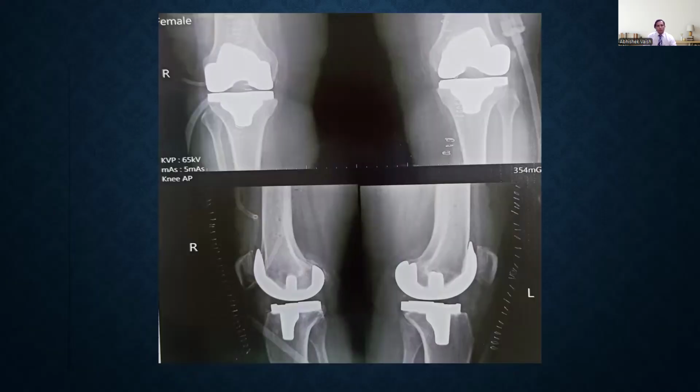So we did a total knee replacement on both sides, and this was done using robotics. The patient started walking the same day, achieving a very good result and movement. And you can see the alignment is completely straight now after the surgery.